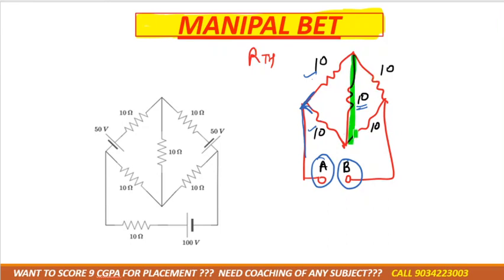So now as you can see, it is like a delta shape. Yes or no? So can we convert this into the star? It will look like this. Yes or no? So if I convert it from delta to star, then we'll use those formulas accordingly. That's what I told you.